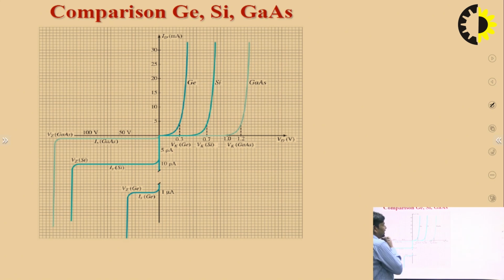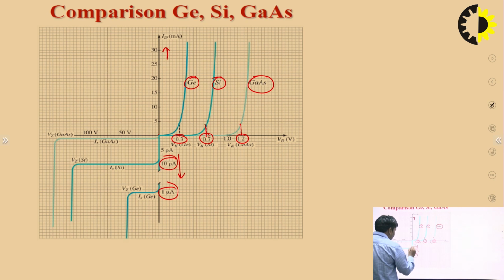So we draw the VI characteristics of germanium as well as silicon and gallium arsenide. We see that the cut-in voltage for gallium arsenide is 1.2 volt, for silicon it is 0.7 volt, and for germanium it is 0.3 volt. In forward bias, the current rating is milliampere, but in reverse bias, the reverse saturation current is in the range of microampere and picoampere.